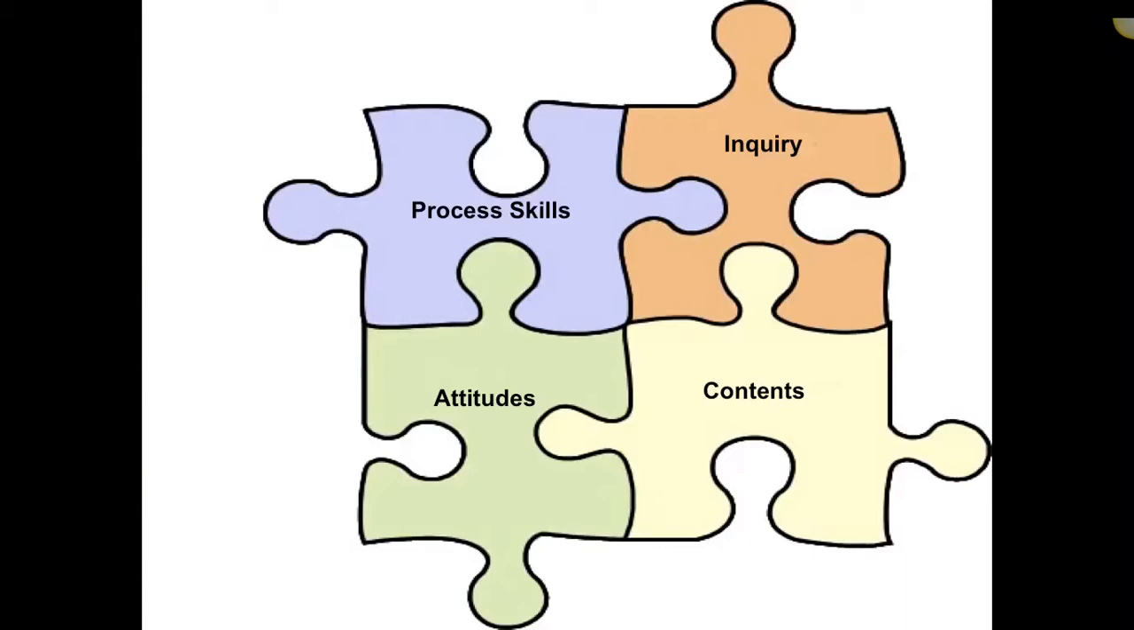So when you assess your science students' science performance, you better think about these 4 areas: process skills, inquiry, attitude, and contents. So you can measure these 4 areas to understand your students' performance in science. Okay. First of all, we're going to talk about process skills. How are you going to measure students' process skills?